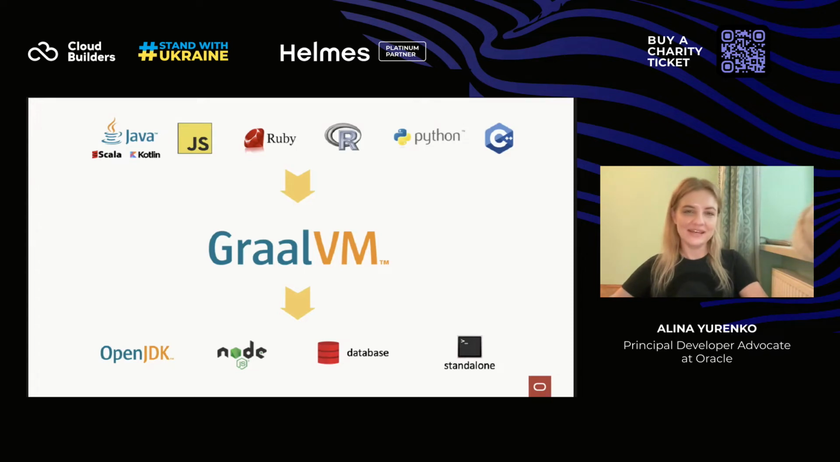So GraalVM is a high-performance universal virtual machine. So it can execute all those languages that you can see on top here. Also, it can work in a number of environments and embeddings, the ones that you can see here below. And the idea, and basically the mission that our team has, is that you can execute all of those languages with high performance. So basically we want to make every language, every application run faster with GraalVM.